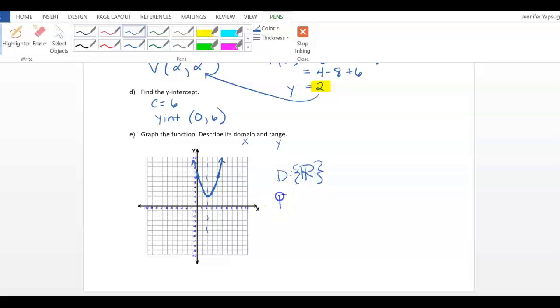And then my range is the values, my y values. Well, the only y values would be starting at the vertex point and then just continuing up. So my range in this case is going to be y has to be greater than or equal to, and if I look at what value on my y-axis it is, 2. So it is y is greater than or equal to 2. And that would be my domain and range.